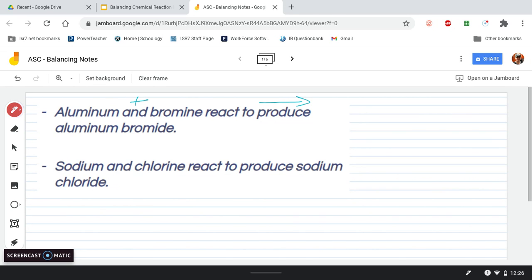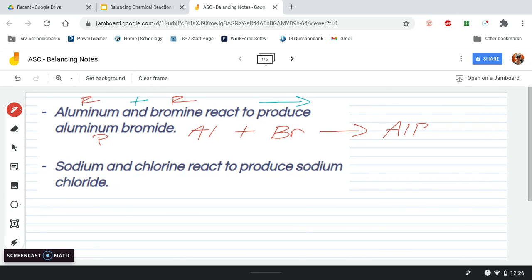So let's take a look here. Aluminum is a reactant because we start with it. Bromine is a reactant because we start with it. And aluminum bromide is going to be a product. Okay, so we're going to go ahead and write these out. And I'm going to write out Al. So aluminum, just Al. And then I'm going to write out bromine, which is Br. And then I'm going to do an arrow. And then I'm going to do aluminum bromide.